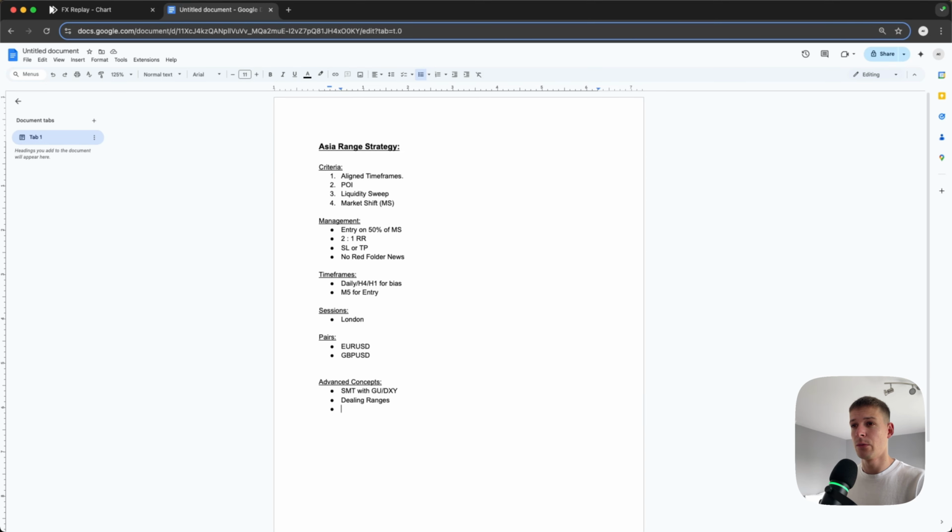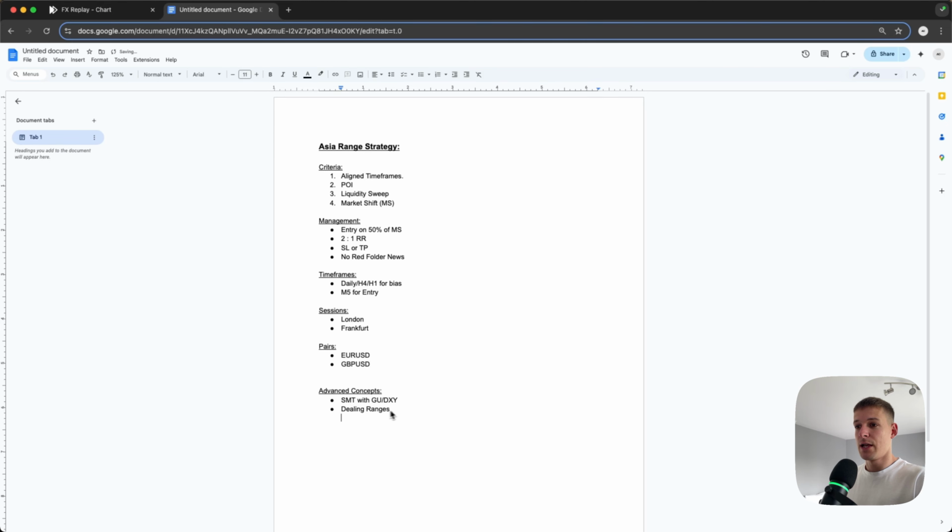Timeframes that we're going to be using: the daily, the 4-hour and the 1-hour for bias. And then the entry is going to come from the 5-minute chart. Sessions that we're going to be trading are London and Frankfurt. So Frankfurt is essentially just the hour pre-London. And then the pairs that you're going to be trading are EU and GU, so EUR/USD and GBP/USD.